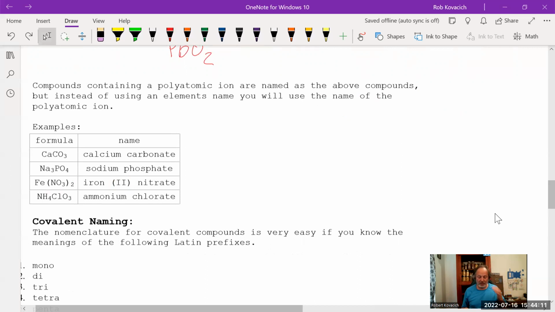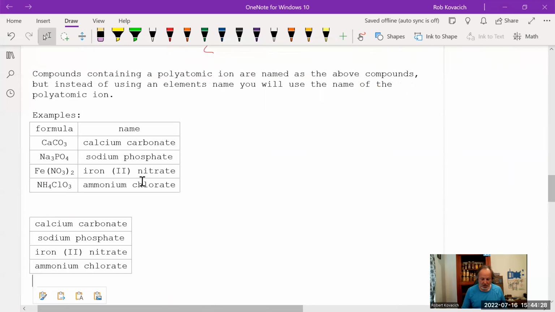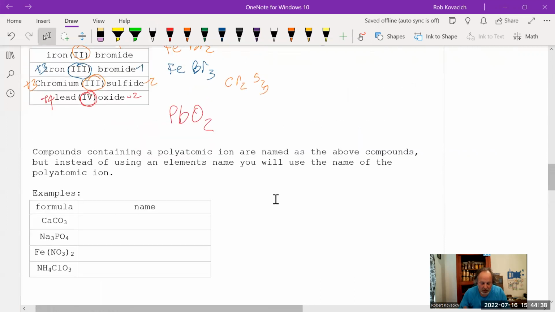Okay. So let's go. Let me copy, and then we'll delete all of that. All right. So how do I get a name out of this formula? Well, this is calcium. It's only got 1 oxidation state, so I don't have to use a Roman numeral with it. So that means I'm just going to say calcium.